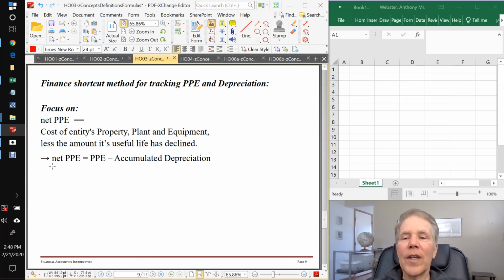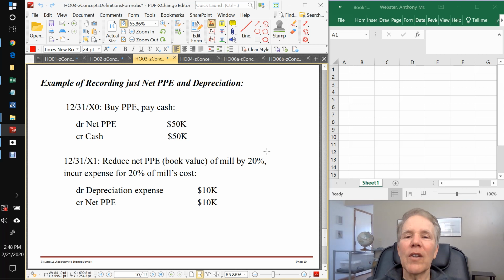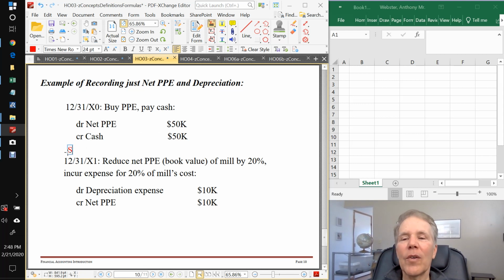So what is net PPE? Net PPE is always just PPE minus accumulated depreciation. It's the PPE we've got minus the amount of wear that it has incurred, and it's a much simpler way to track things. So if we're tracking things in our company with net PPE, when we buy it, we just say DR net PPE and cash flies out the door if we're paying for it in cash. And let's say it has a 5-year life.